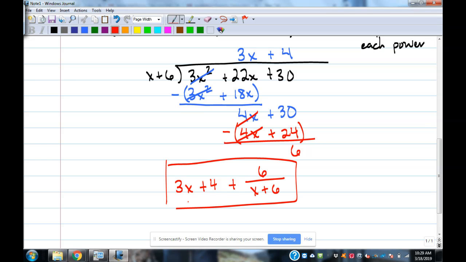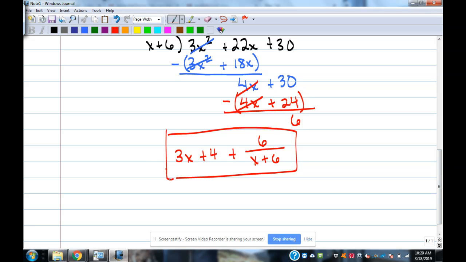Okay. 3x plus 4 is the quotient. 6 is the remainder. So if they ask you for different parts there, the quotient is what we get when we divide, and the remainder is what's left over. Okay. So long division, it's long. That's the name. Okay. Let's look at one that's a little longer.